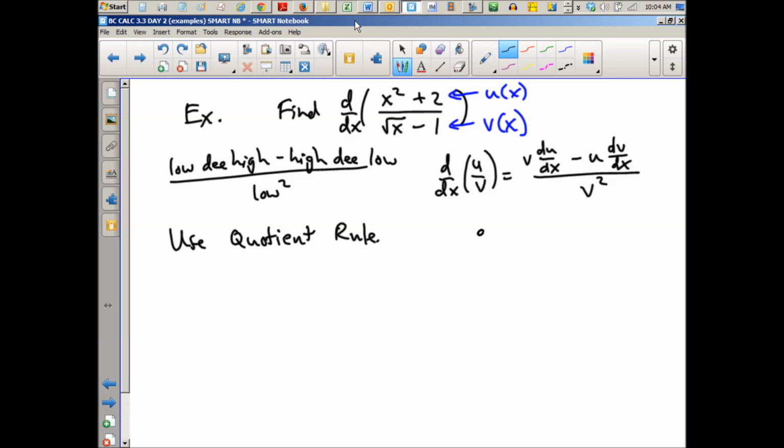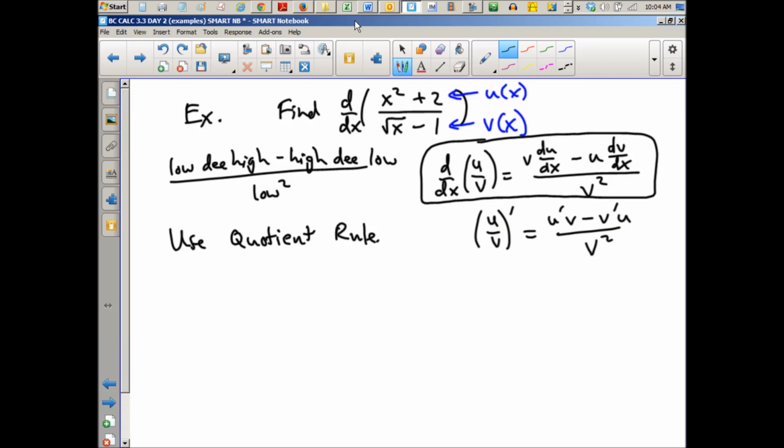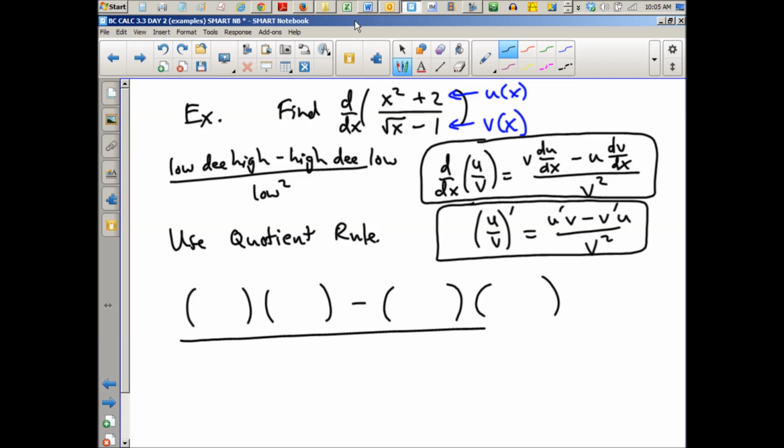Or maybe you've seen it written as u over v's derivative is basically u prime v minus v prime u over v squared. It's the same thing. The first one is Leibniz notation. The second one is Lagrange notation. Okay, let's try it out. So again, it's a 4-part thing on top, this time with a minus. And then on the bottom we have this.